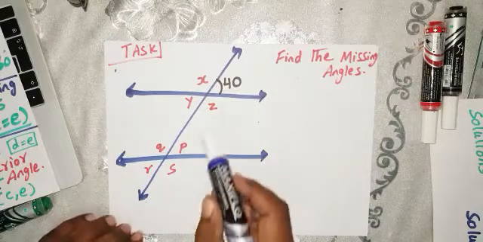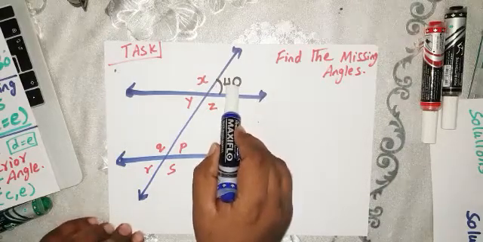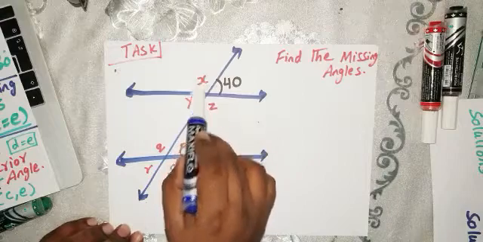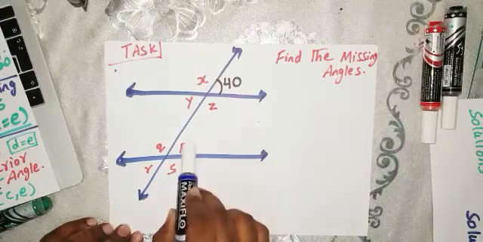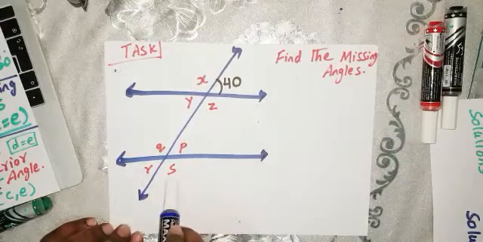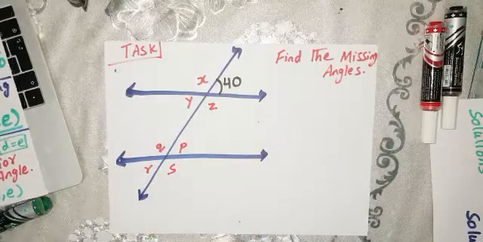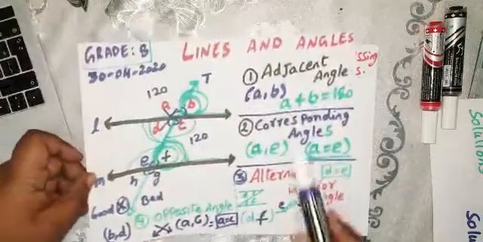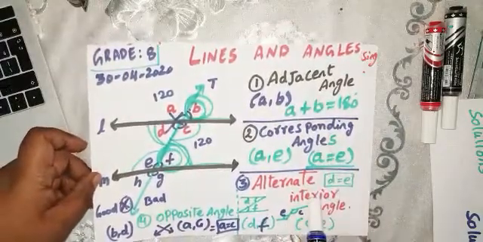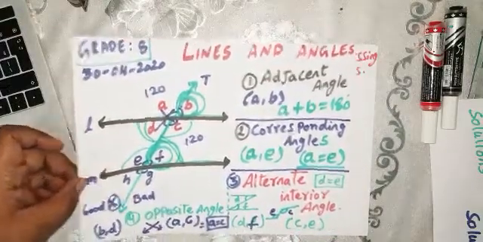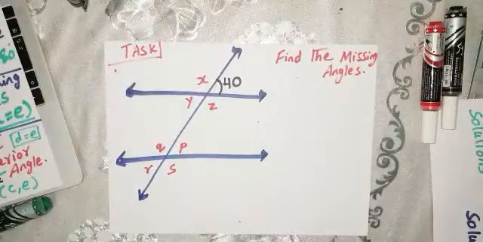Here we have been given only one angle, 40 degrees. And you need to find the value of X, the value of Y, Z, P, Q, R, S. That means from one angle we are going to find all the angles using our relations of adjacent, corresponding, alternate and opposite. Okay, let's start.